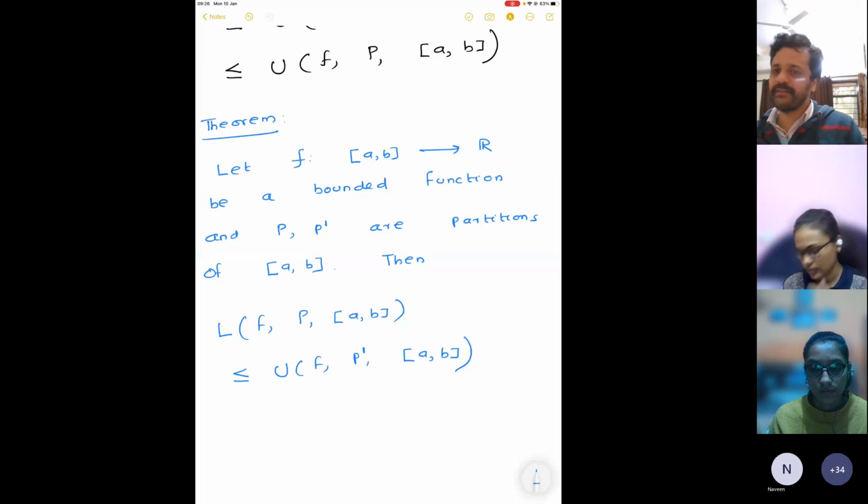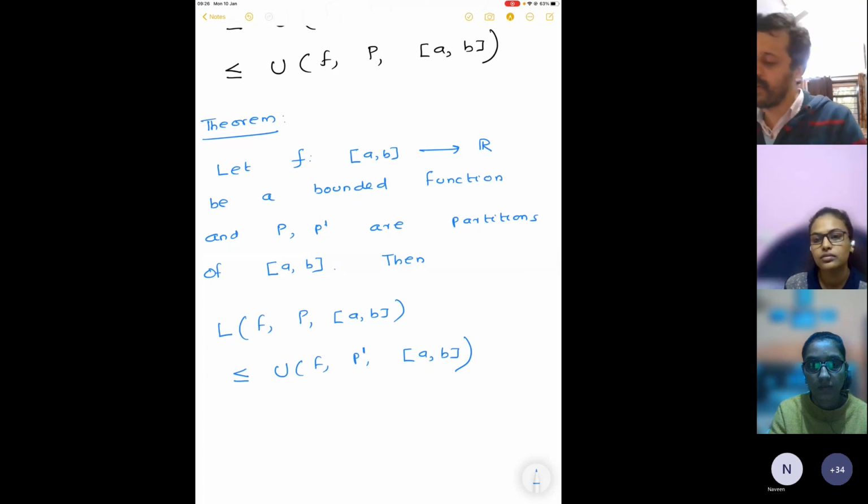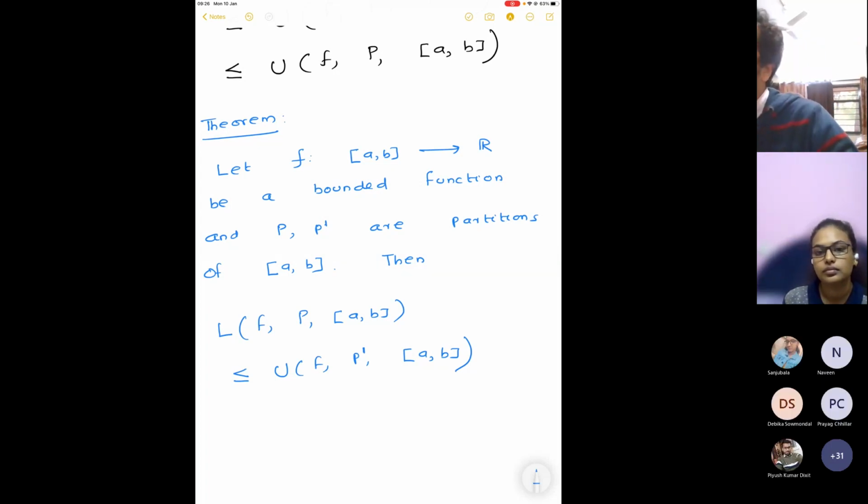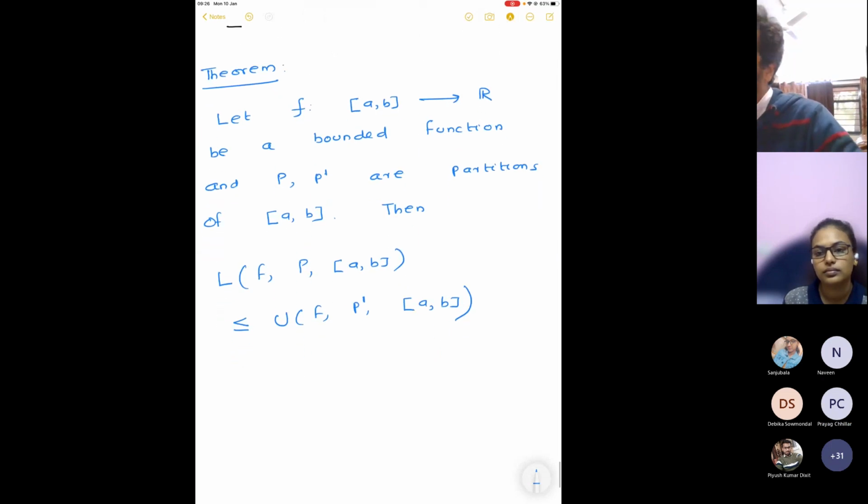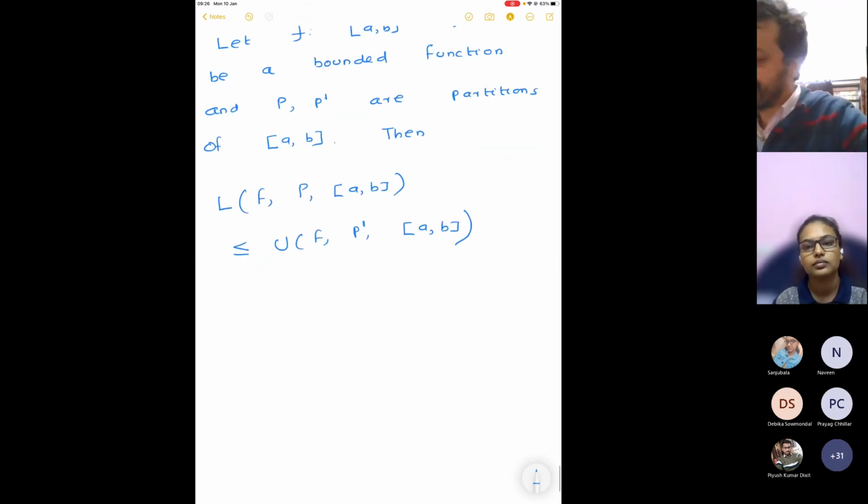This is not as trivial as you think. For a fixed partition, it is trivial that lower Riemann sum is less than or equal to upper Riemann sum corresponding to the same partition. But here we are comparing lower Riemann sum corresponding to one partition with upper Riemann sum corresponding to any partition. Okay, so lower Riemann sum corresponding to any partition will be less than or equal to upper Riemann sum corresponding to any partition. P dash can be P, P dash can be anything else. It may not be a refinement. Okay, so this is a stronger result. Please understand. Now definition.